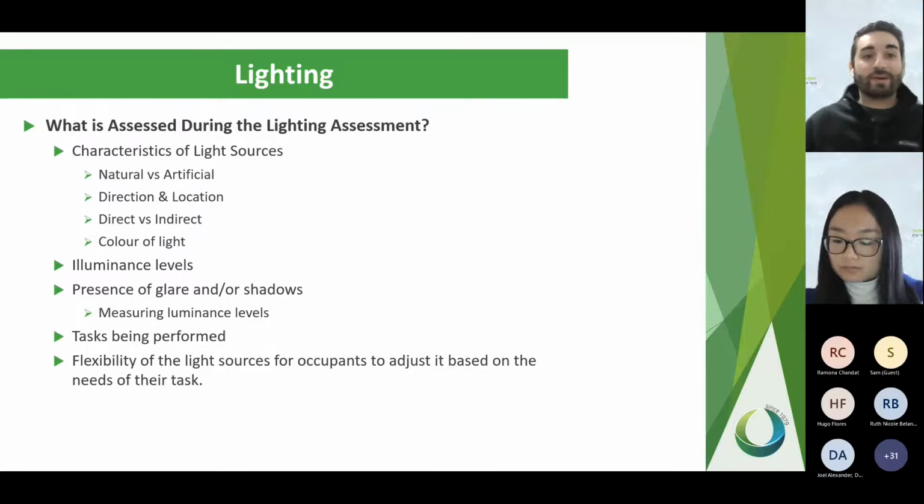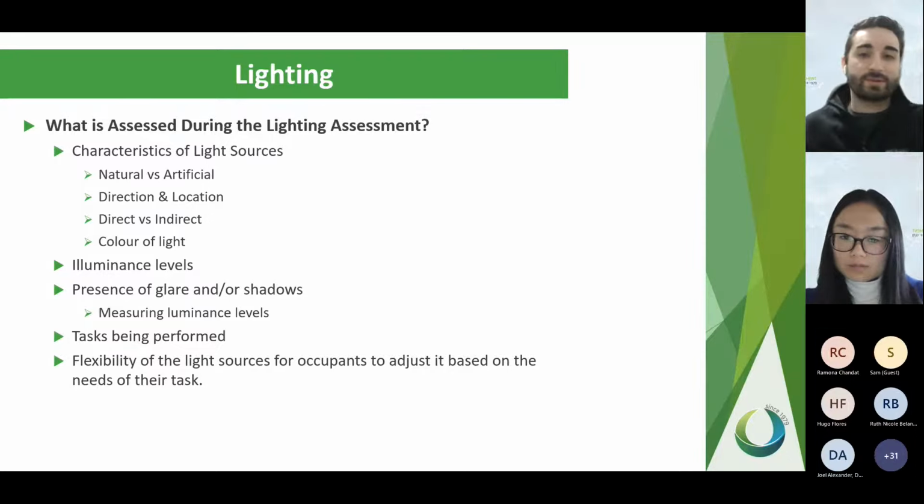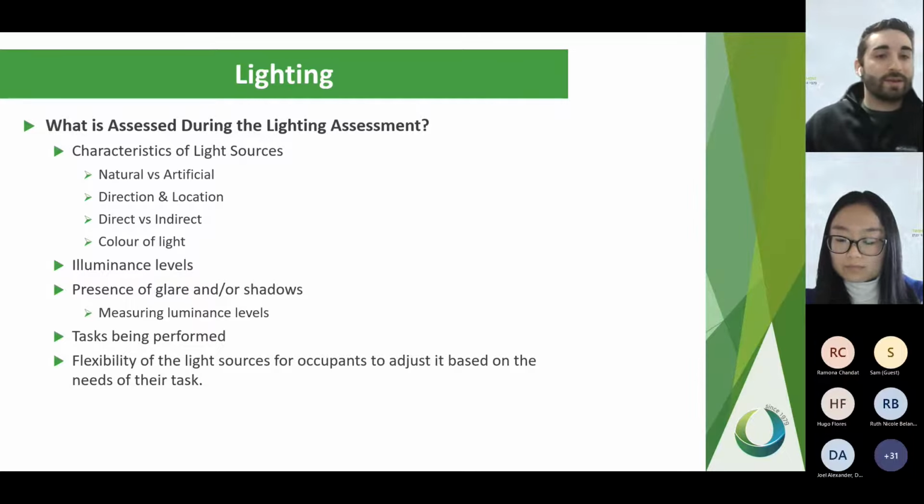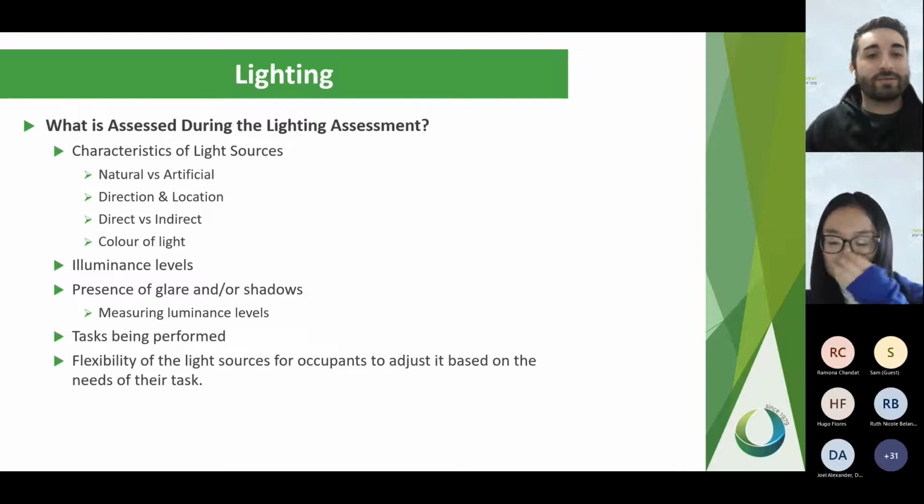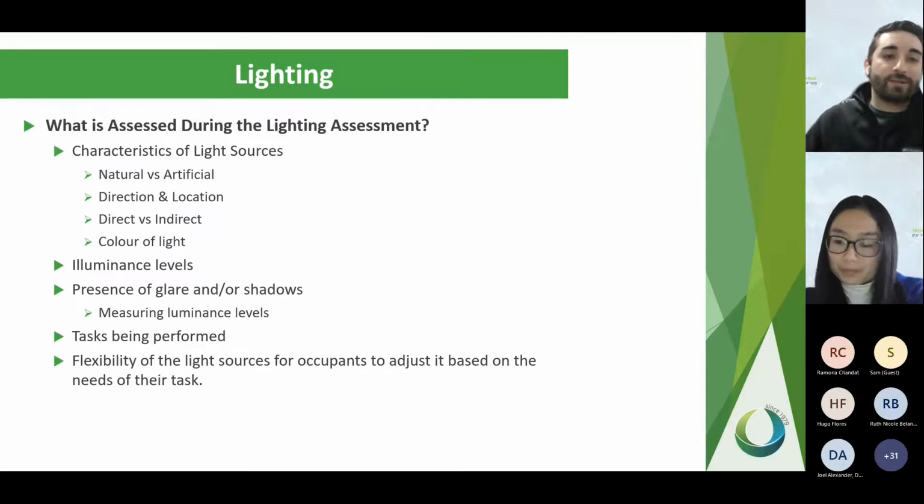enough light. So during a lighting assessment, what we look at are the characteristics of the light source. So pretty much it's natural versus artificial. So lights versus sunlight, the direction and the location of it. Also, if it's indirect or direct, if it's coming right at you or if it's being reflected off of the surface. And the color of the light. Is it those really white lights, like the ones that you see when you're driving at nighttime and the person behind you has extremely white lights and you can't see anything? Or is it a nicer soft yellow that is required for that task?